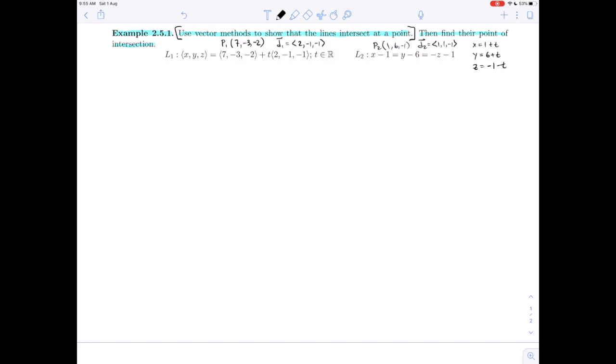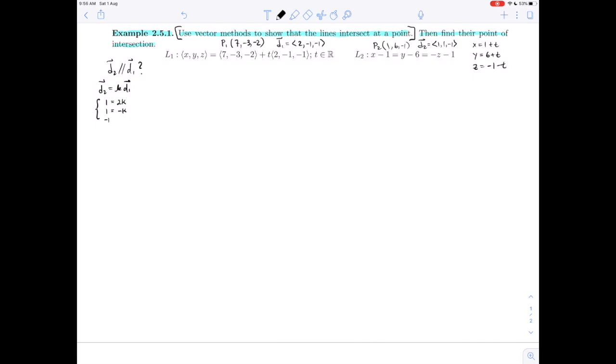The first thing we had to do to determine the relative positions of the lines is ask ourselves if the direction vectors are parallel. Are they multiples of each other? Is D2 equal to k times D1? You can look at it and see that it isn't, but let's be more formal and set up a little system of equations based on the components. The x component of D2 would have to be 2k. 1 would also need to be -k. Well, that immediately doesn't work.